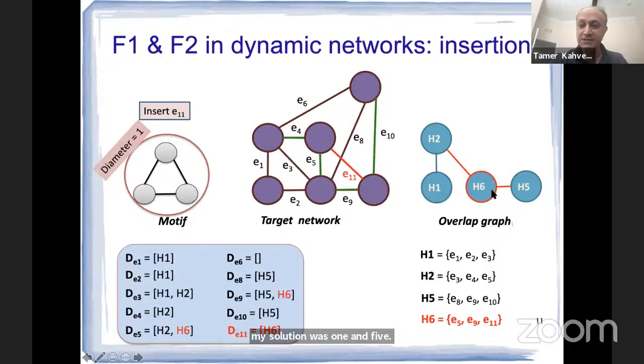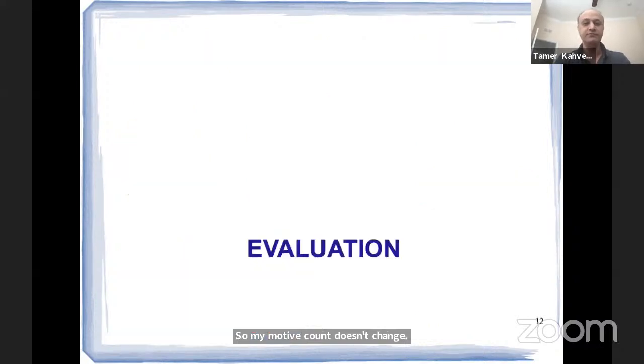So I need to check if this new embedding is overlapping with any one of them. So there's an edge here. So it means that unfortunately I cannot include that. So my motif count doesn't change. So this is the algorithm in a nutshell. So next I'm going to show you the evaluation of this algorithm.